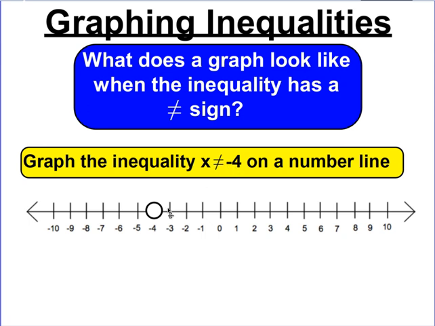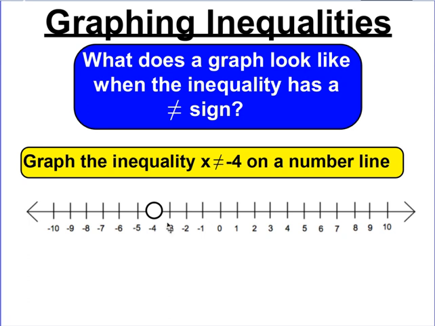So because of that, we don't color in the circle when we graph a not equal to sign. The thing that's going to look a little bit different from the other graphs is that if you look at the value for x, it can be anything greater than -4 or less than -4. It can be anything except -4.